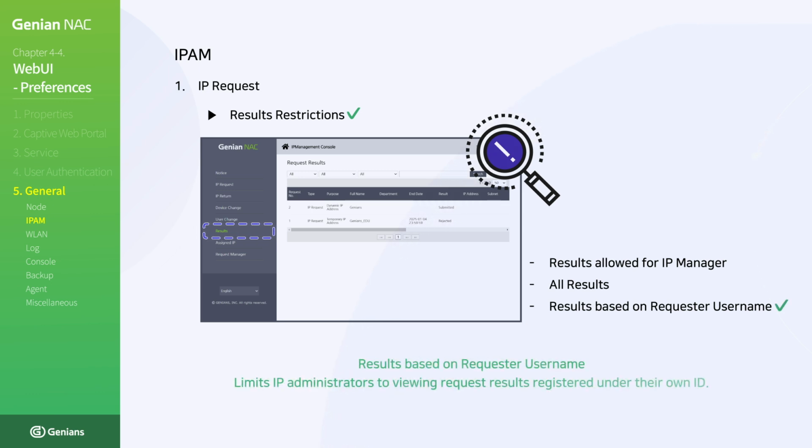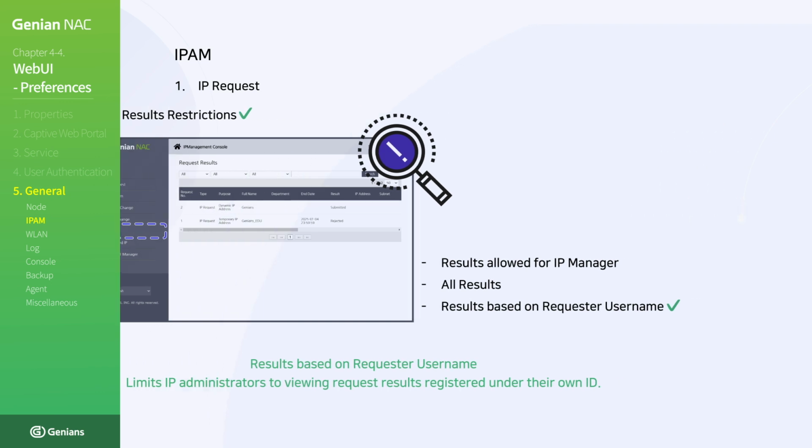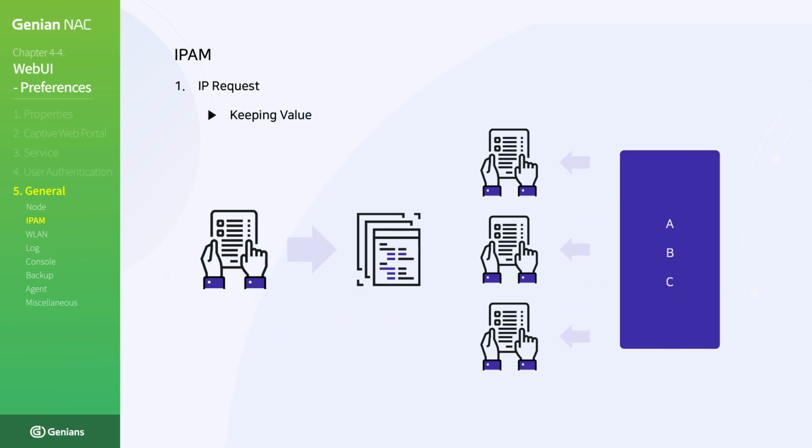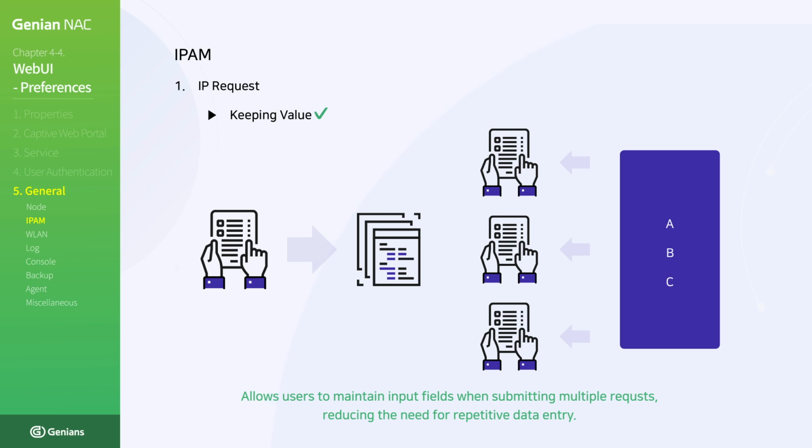The results restriction setting defines the range of request accept/reject results that IP administrators can access. The scope options include: Results allowed for IP manager, which allows IP administrators to view only the results within the IP management range assigned to them. All results, which grants IP administrators access to view all request results. Results based on requester username, which limits IP administrators to viewing request results registered under their own ID.